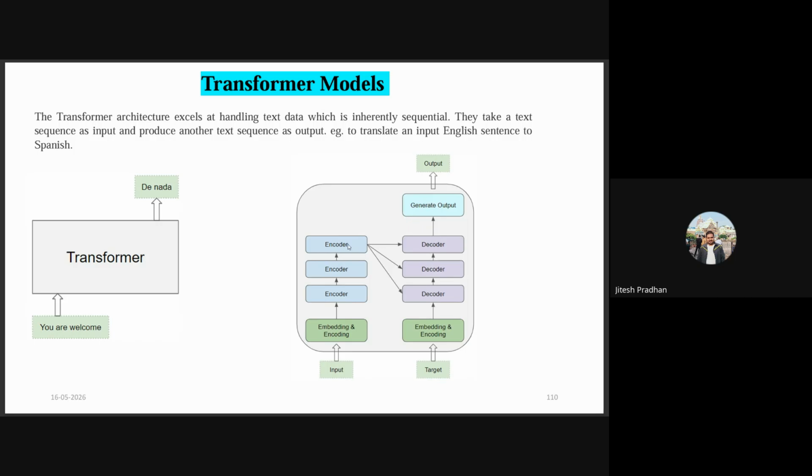So the final encoder will give feedback to all the decoders. We will see what the architectures of the encoder and the decoder are. For the target also, during training we need to give the pair of input and output. So for our target, we will generate the embeddings and encoding, and it will pass to the decoder. Based on that, it will generate the output.